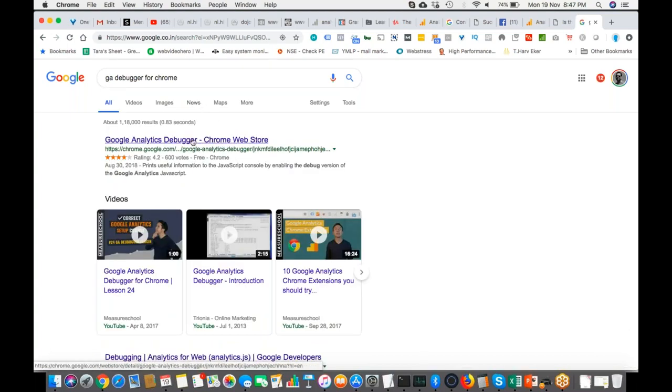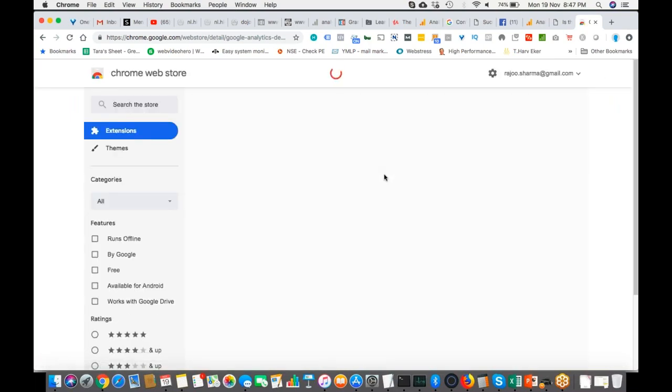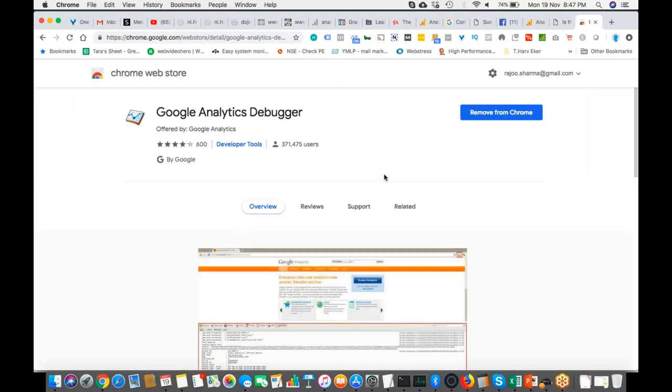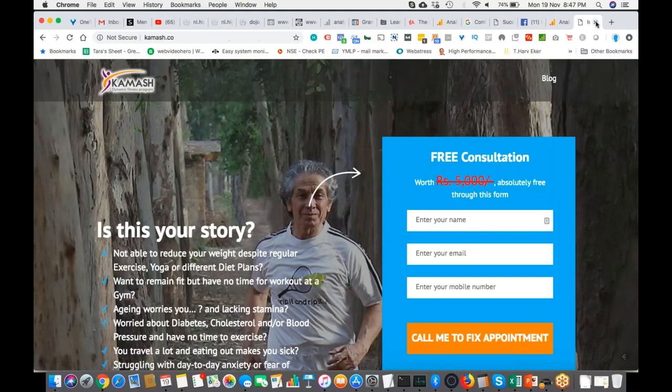Install this plugin. Go to the Chrome Web Store and install it. If you have Chrome installed on your system, you can install it. In my case, it is appearing as removed from Chrome. In your case, if you haven't installed it, it should say add to Chrome. Now, when it is installed, this will appear like an envelope on the toolbar, and make sure that this is on.